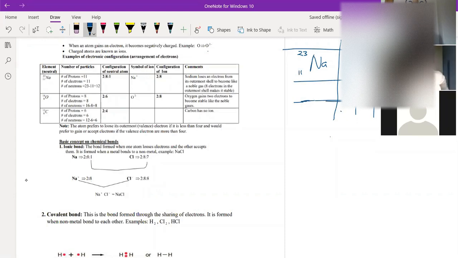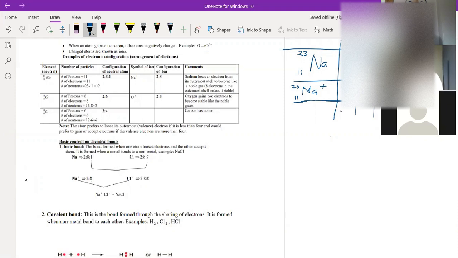Now let's put a charge on the sodium. So Na, I'm going to put a charge of plus one like this. Atomic number is 11, and the mass is 23. Those things don't change. So how many protons do you have here? The number of protons will be 11. That's the atomic number.